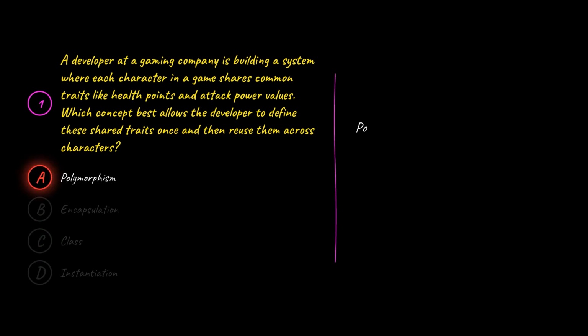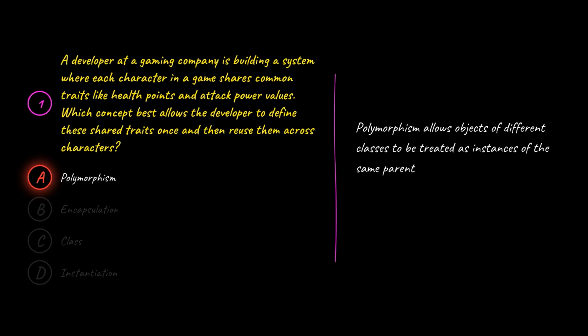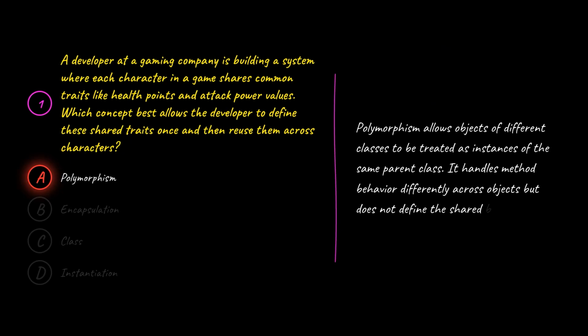A is wrong because polymorphism allows objects of different classes to be treated as instances of the same parent class. It handles method behavior differently across objects, but does not define the shared blueprint structure itself.